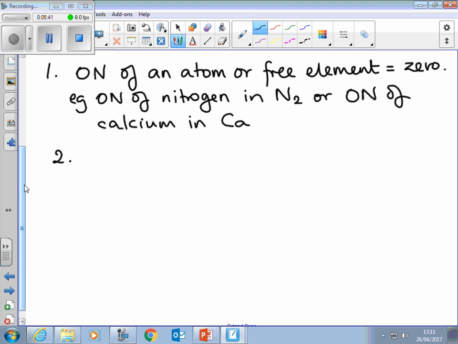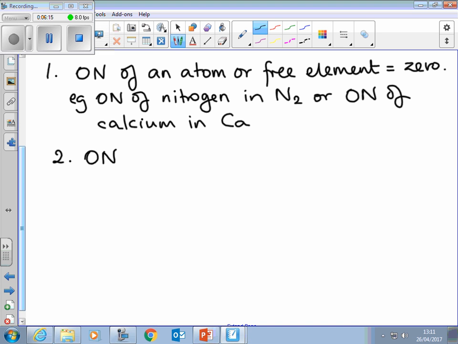The next one: the oxidation number of the ion of an element is equal to its charge. Now this is where the pink card comes in, because, for example, the oxidation number of copper in Cu2+ is +2, and the oxidation number of oxygen in an oxide ion, O2-, is -2. So that's where you've got that sort of ion, the card will come in useful.